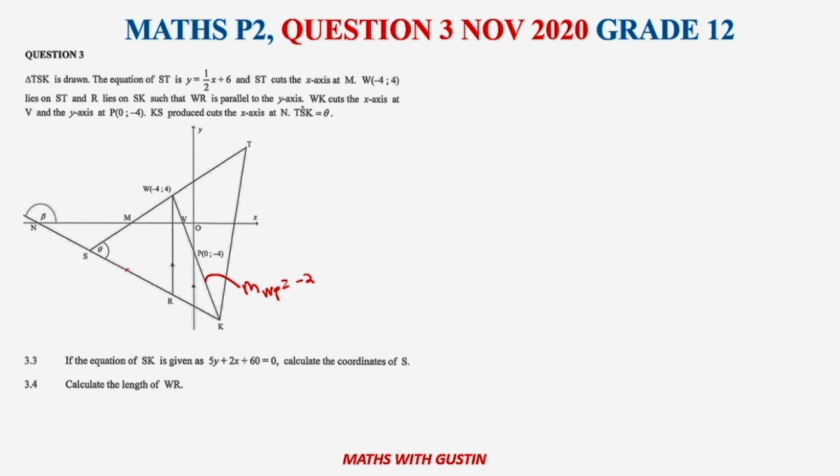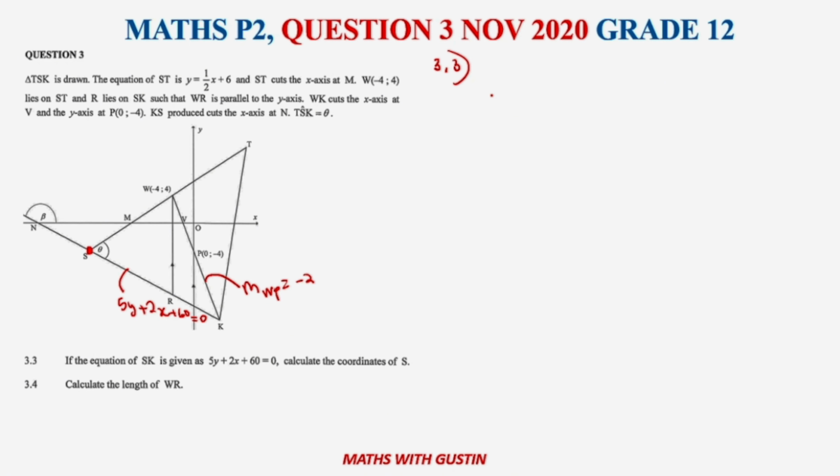So 3.3 says, if the equation of SK, where is SK? Here's the line here. The line SK, they're saying if the equation is given by 5y plus 2x plus 60 is equal to 0, calculate the coordinates of K. K would be here, which is the point of intersection between SK and also ST. All right, so let's come here, say 3.3, and we deal with this question.